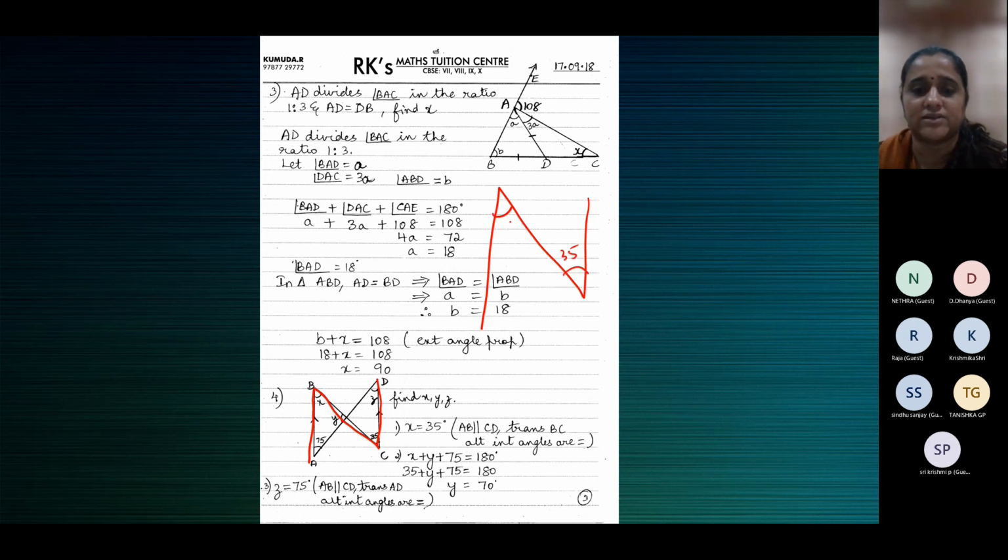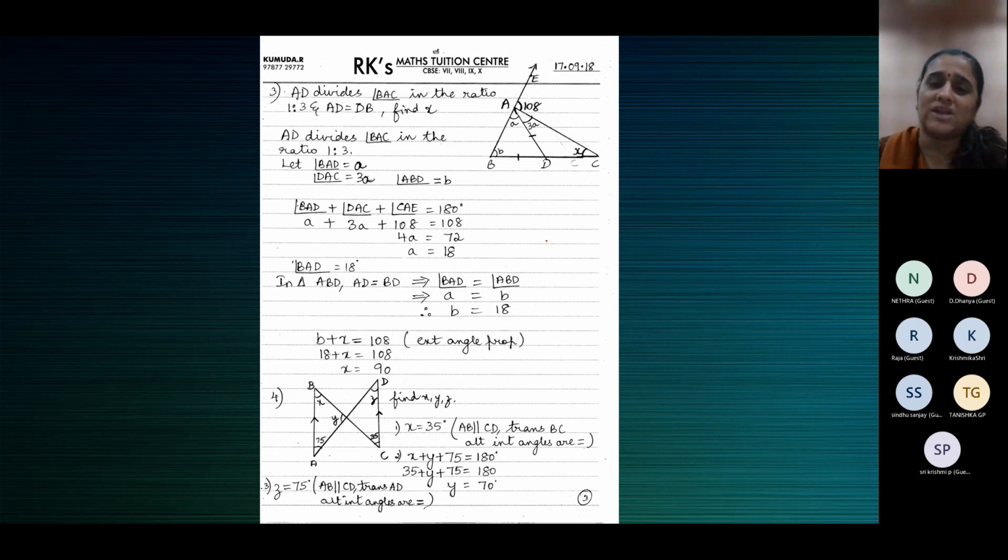This is 35 and this is x. Don't get confused with the line which is going like this. You take up only those lines which are needed for you to use the property. When a transversal intersects two lines, alternate angles are formed. But when a transversal intersects two parallel lines, the alternate angles formed are equal.